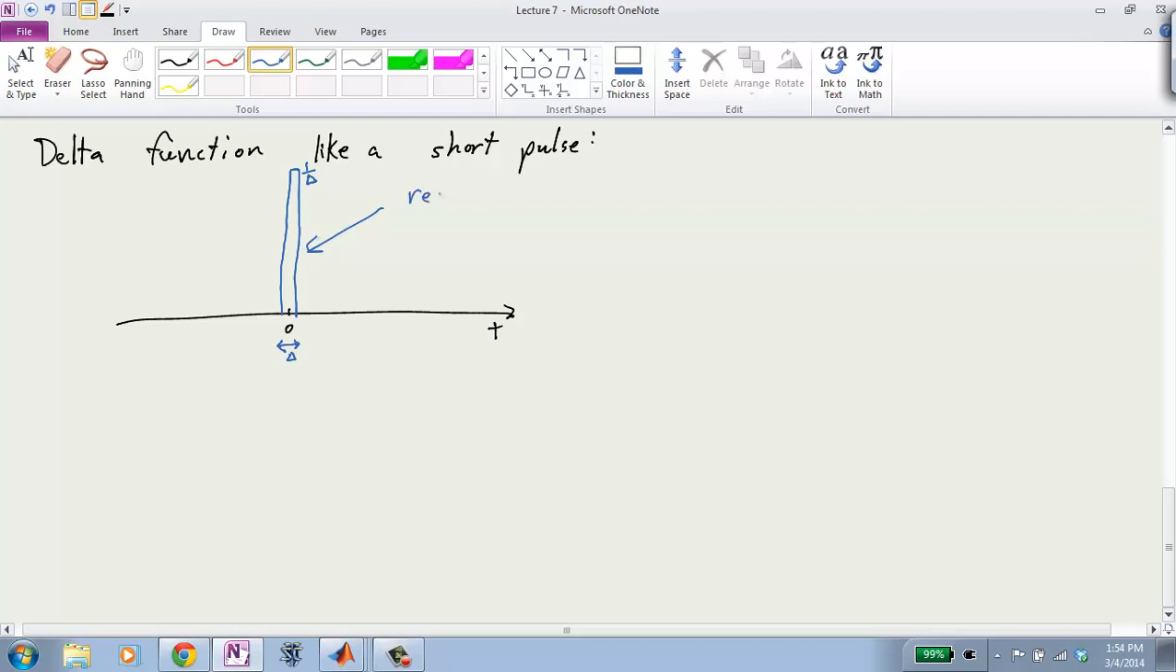So this function we can write as rect of t over cap delta, over cap delta. Let's define this as delta with a subscript of cap delta, of t. This is just for our benefit right now to understand the delta function. If we define such a thing, what we're saying is that this behaves a lot like the delta function.